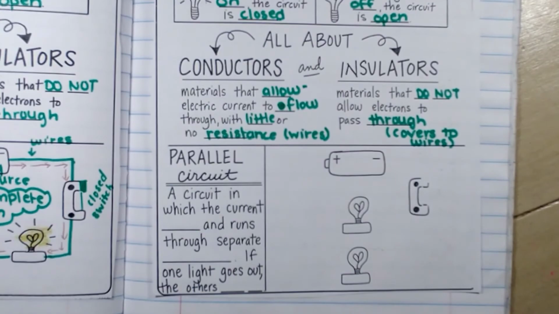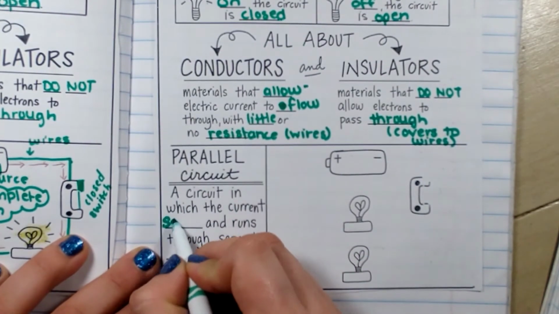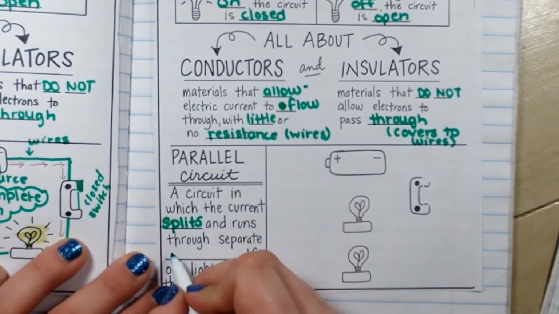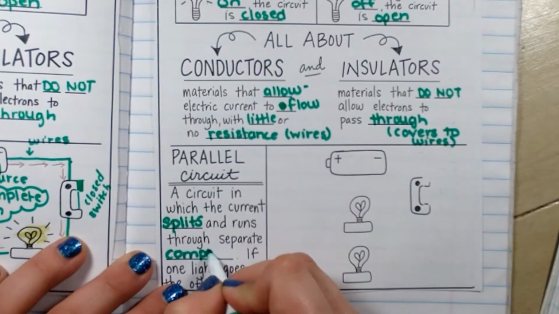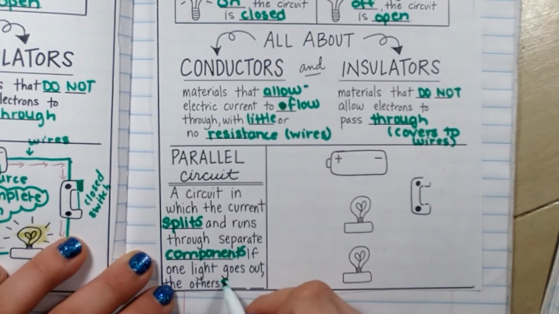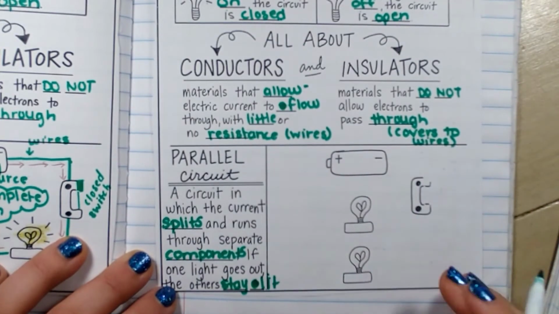The rubber. A parallel circuit is different than a series circuit because it is a circuit in which the current splits off into an alternative path and runs through separate components. So in other words, if one of the things is out, the others stay lit. The other components can take a detour.